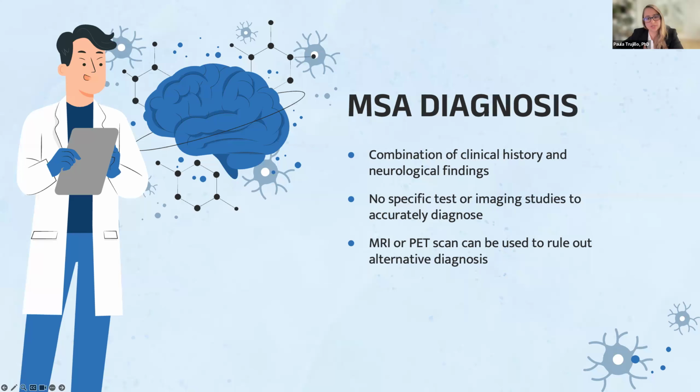But while there is no single test to definitively confirm MSA during a person's lifetime, a complete evaluation by a neurologist that has experience in movement disorders can help to accurately diagnose based on available clinical criteria and also some test results. Additional tests like brain MRI or a PET scan may be used to rule out alternative causes, but also they can be used to support the MSA diagnosis.